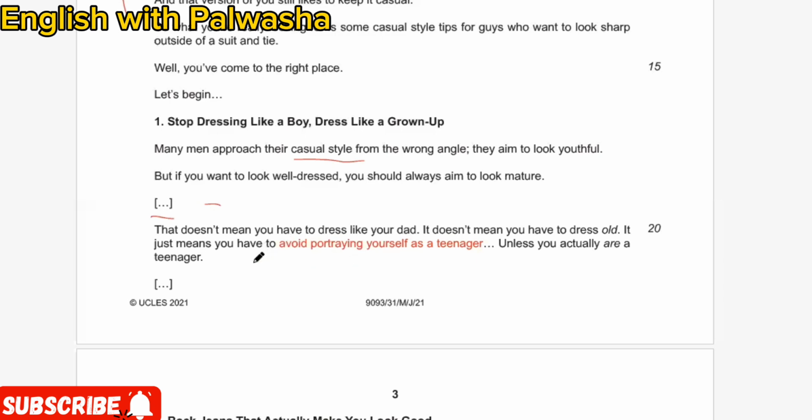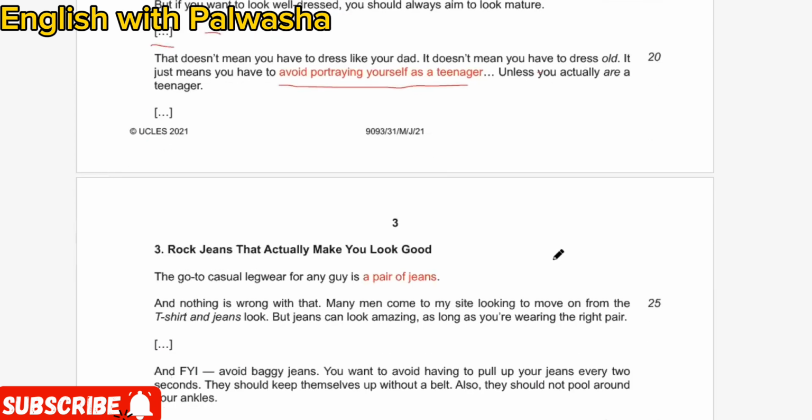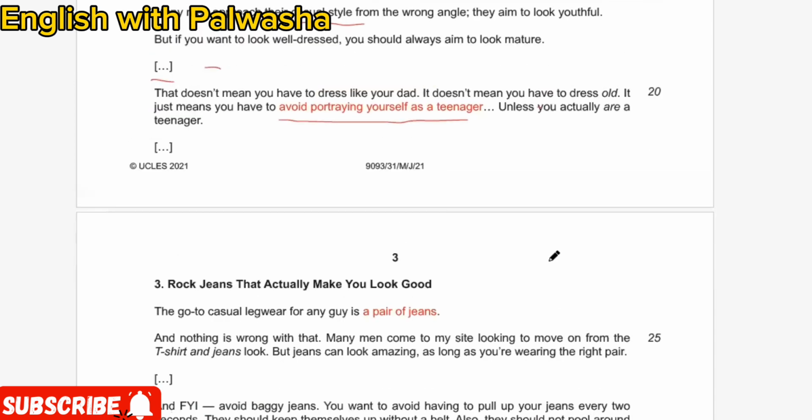All right. Then they have pointed out something with the red as well. "Maybe in the paper it won't change the color of that, but that doesn't mean you have to dress like your dad. It doesn't mean you have to dress old." So they have given the comparison, a bit of mockery and amusement as well, to make this paragraph a bit interesting. "It just means you have to avoid portraying yourself as a teenager unless you actually are a teenager." So you can see the writing style, how modern it is, how different it is.